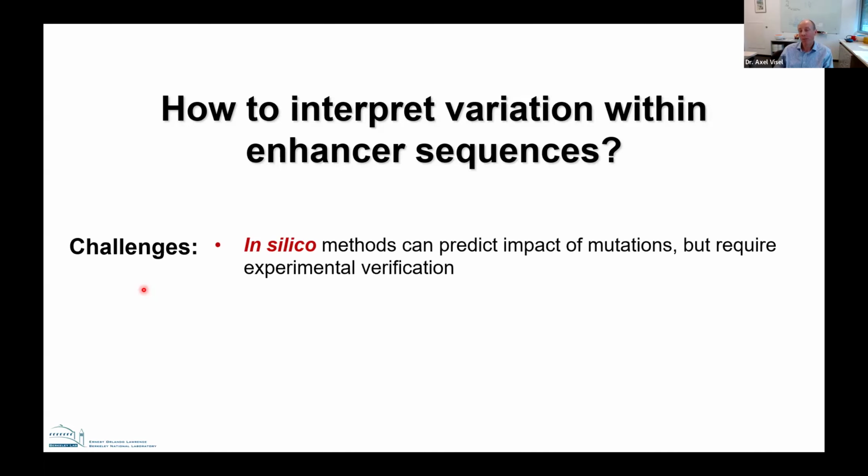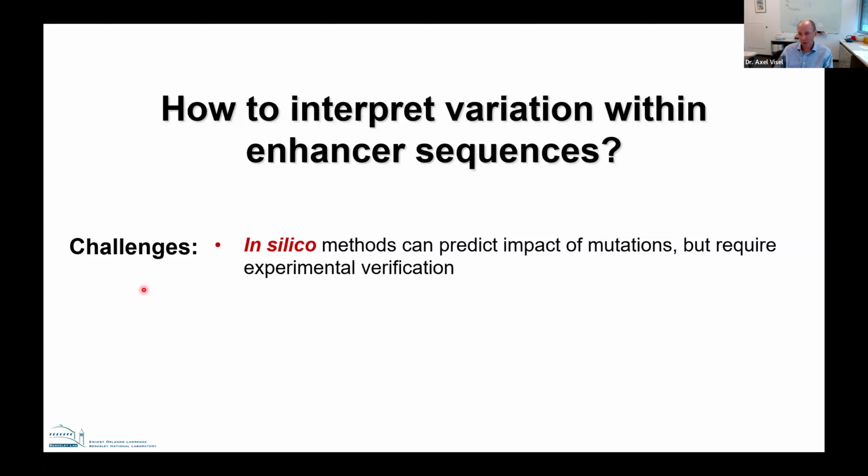But it turns out that predicting the functional impact of mutations in enhancers is really hard. For a long time, I would argue we have been really bad at this. More recently, in the last 2 to 3 years, with the introduction of a new generation of deep learning methods, there has been major progress in this area.